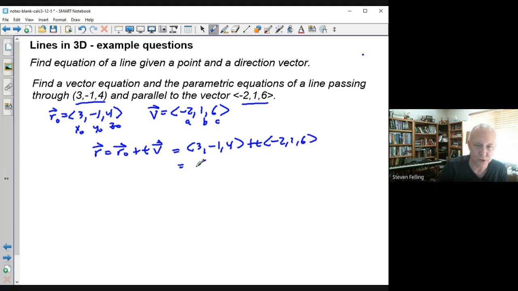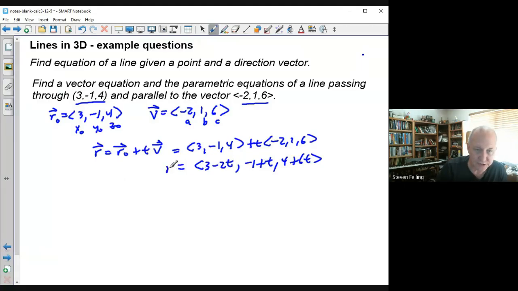it's equal to, in terms of the x component, 3 plus -2 times t. So maybe I should write that as 3 minus 2t. That's the x component. And then -1 plus 1 times t, -1 plus t. And then 4 plus 6 times t, so 4 plus 6t, right? So this is the vector form.